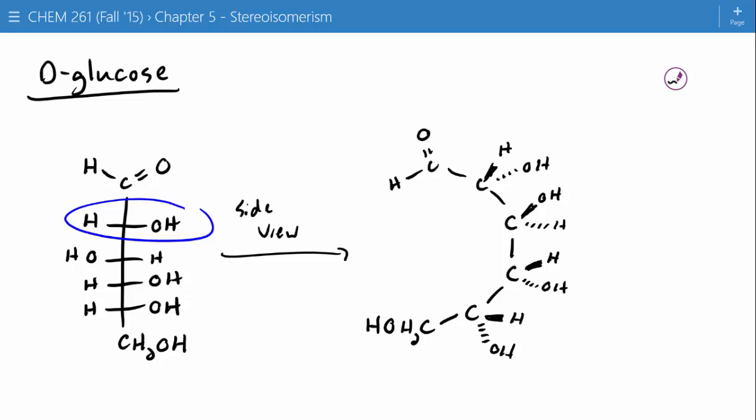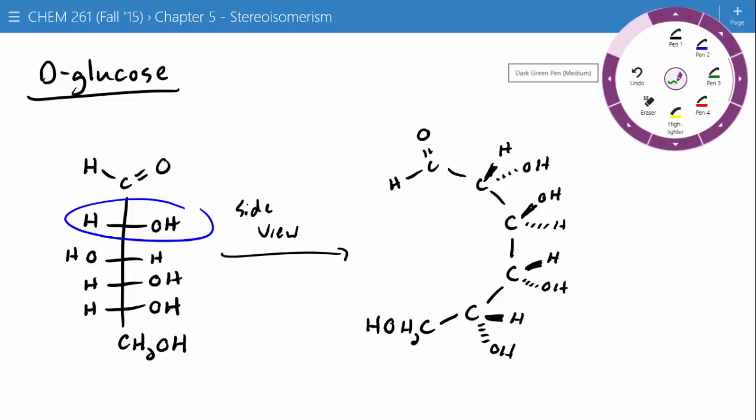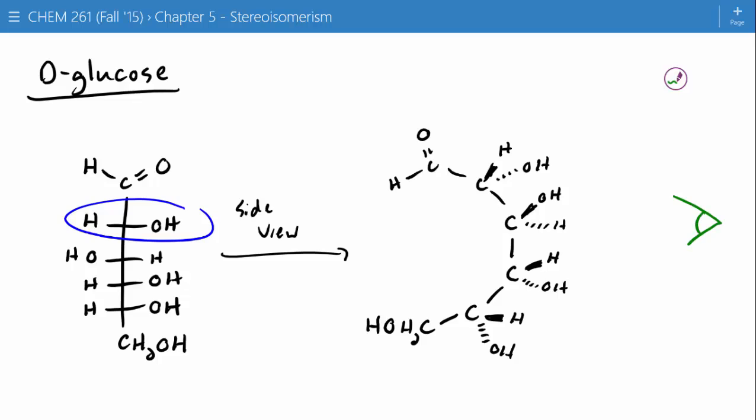So if drawing it in the side-on view is easier for you, you can easily transpose these. But the key thing that we're doing is we're taking this and we're twisting it like this. The main backbone is curved back like a hook, and then all of the substituents are coming out towards our eye. So you can imagine that with our eye view, we're kind of looking down this way.